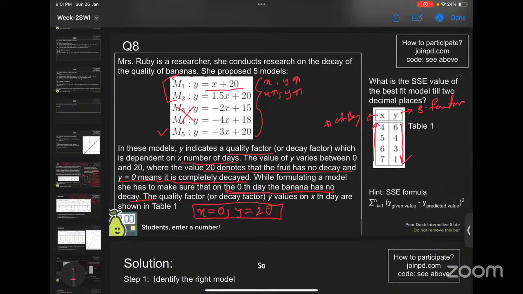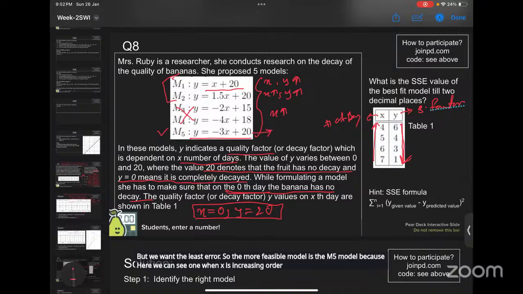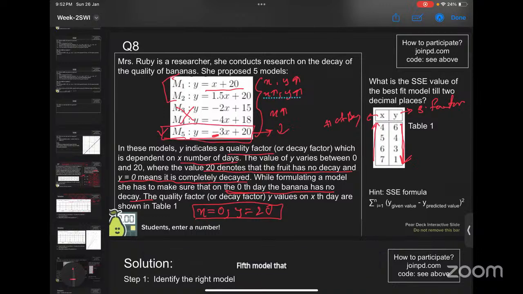So from a logical connection, we can say that the exact Y is going in decreasing order, but the approximate Y is going in increasing order. So we can see that the error will be more, right? But we want the least error. So the more feasible model is the M5 model, because here when X is in increasing order, Y will be in decreasing order, right? Because of this negative sign, we will get Y in decreasing order. That is why we will take the 5th model. That means M5 will be the answer.